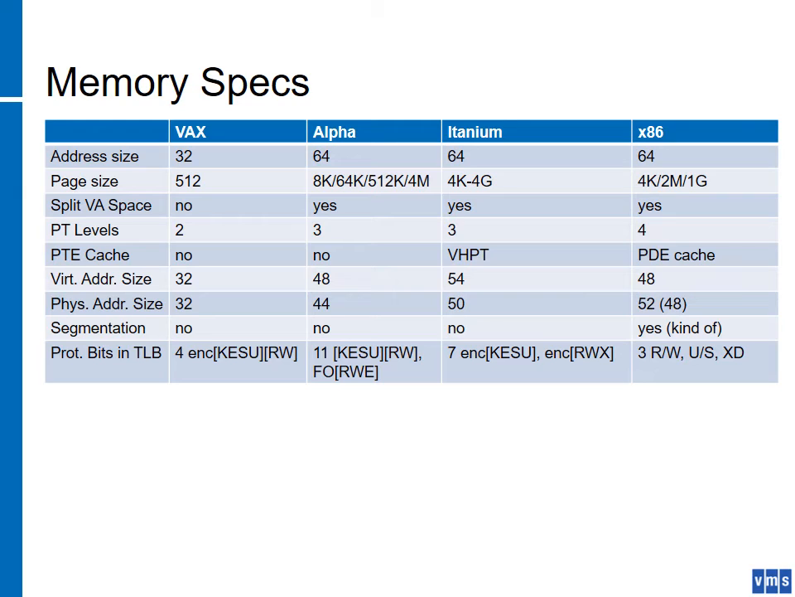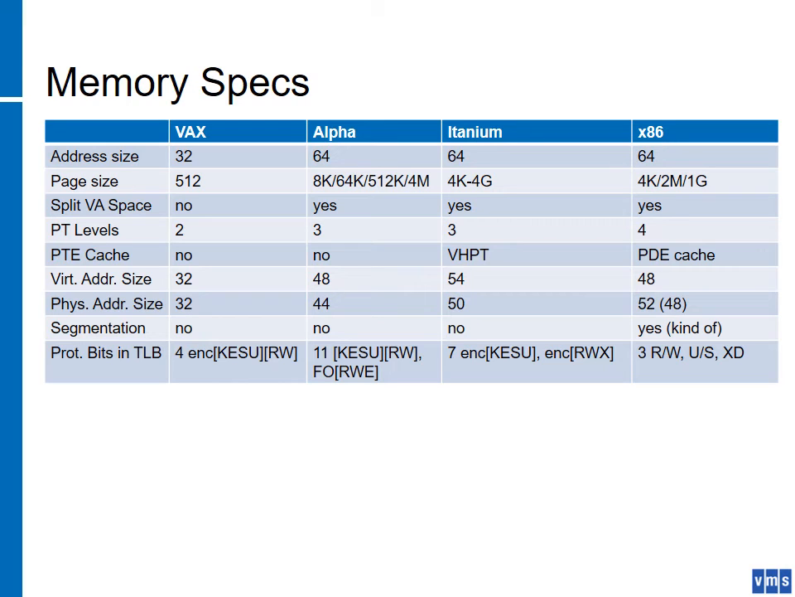Page sizes are different. On VAX, pages are always 512 bytes. On Alpha, you have a number of different choices using granularity hints. On Itanium, the size of the page can be anywhere between 4 kilobytes and 4 gigabytes, all left to the discretion of the operating system designer. And on x86, we have 3 discrete possibilities: 4 kilobytes, 2 megabytes, and 1 gigabyte. VAX uses 2 levels of page table, Alpha and Itanium use 3 levels, and x86 uses 4 levels of page tables.